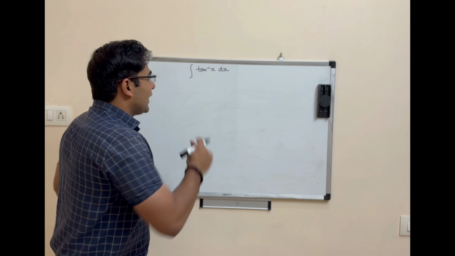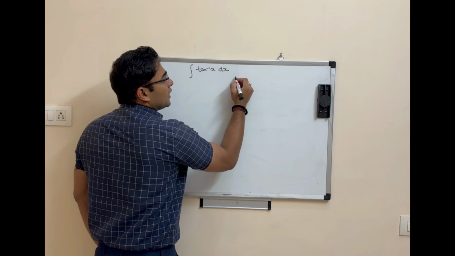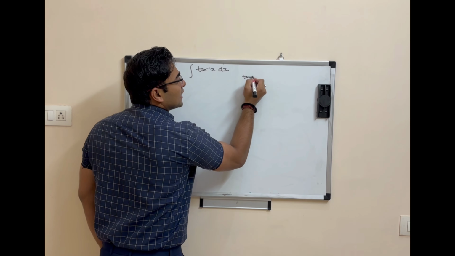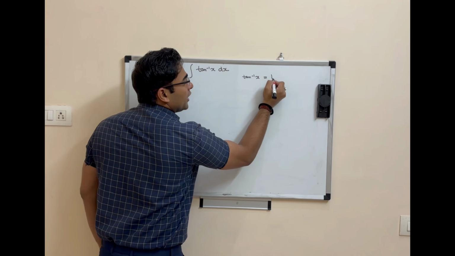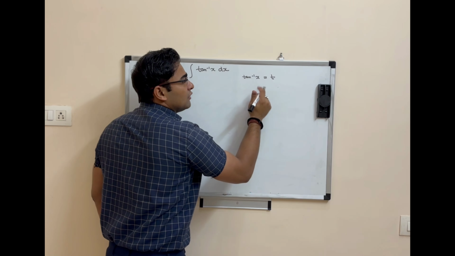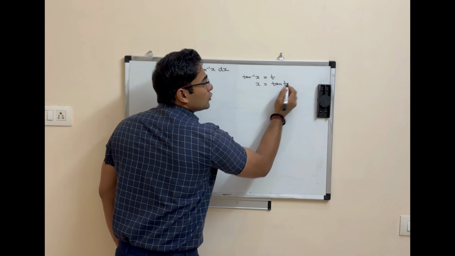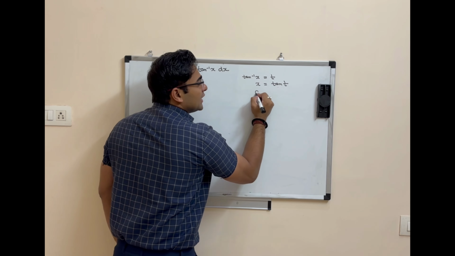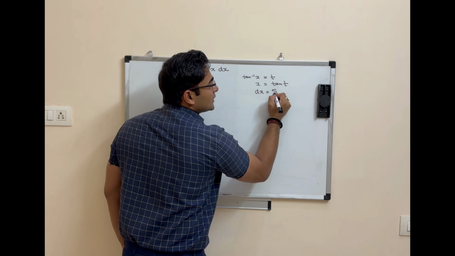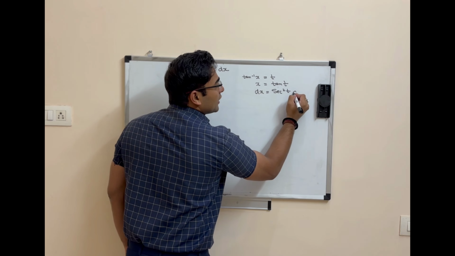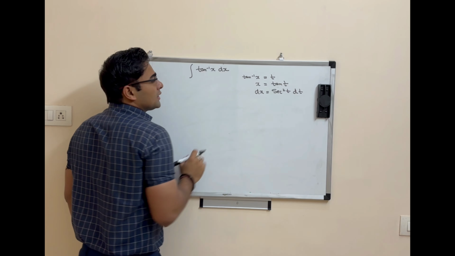How? Through substitution. Consider tan inverse x as t. When you consider tan inverse x as t, what will x be? x will be tan t. So what will dx be? dx would be nothing but sec square t dt. So dx is sec square t dt.